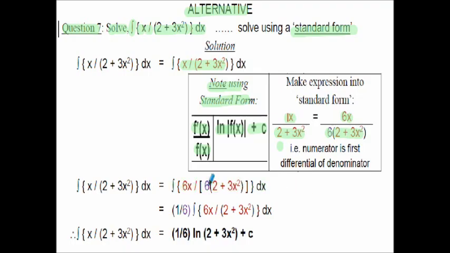All I've done on the next line is take the 6, which is in the denominator, outside of the integral, so I get 1 upon 6 now, multiplied by the integral of the 6x divided by 2 plus 3x squared, all integrated with respect to x. Now the integral itself is of standard form of the function dash x over function of x, so I can write my solution down now as 1 upon 6 multiplied by the natural log of 2 plus 3x squared plus the constant of integration. So I've solved the integral here using the standard form and not substitution.